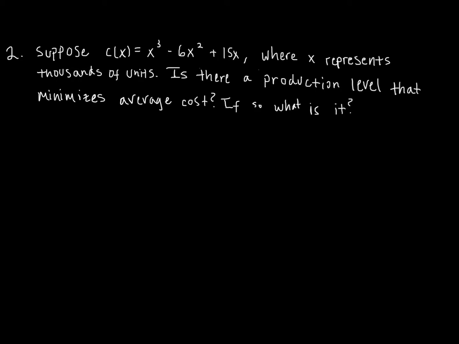So here, suppose that your cost function is given, and it's actually the same cost function as before, where X represents thousands of units. Is there a production level that minimizes average cost? If so, what is it? So go through and determine a plan of action, and go ahead and try and carry it out on your own, and then we'll take a look together.